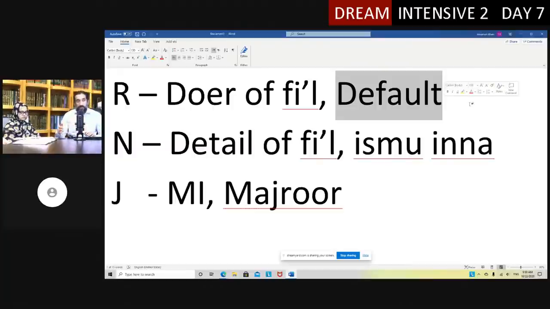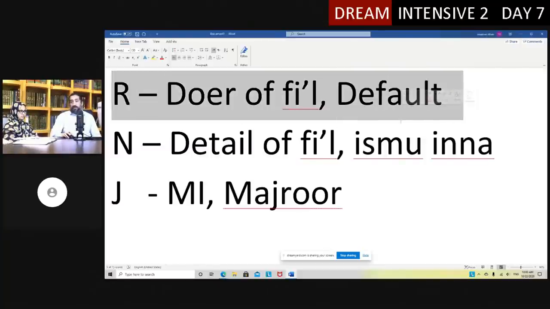We'll get more specific. Actually, the grammarians say that there are eight kinds of rafa. They say al-mubtada, al-khabar, khabar inna, ismu kana, the fa'il, the na'ibul fa'il, the munada. They have terms for each situation in which the rafa occurs. I don't care. Simpler, way simpler, is default. We're going to do that when we get advanced in our grammar.